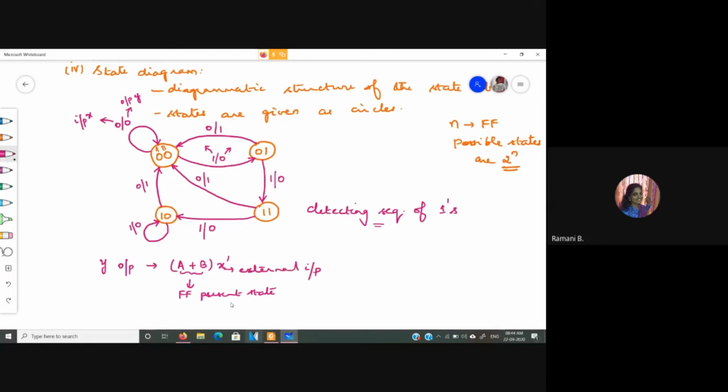Okay, such a type of circuit we call the Mealy model. Usually, 2 marks will be asked: differentiate Mealy model and Moore model. So in case of the Mealy model, the output depends on the present state as well as the external input. That's what you need to have in mind.